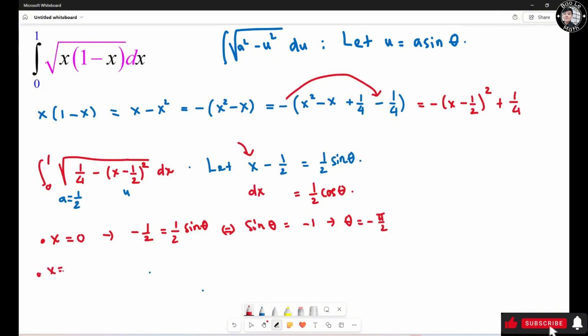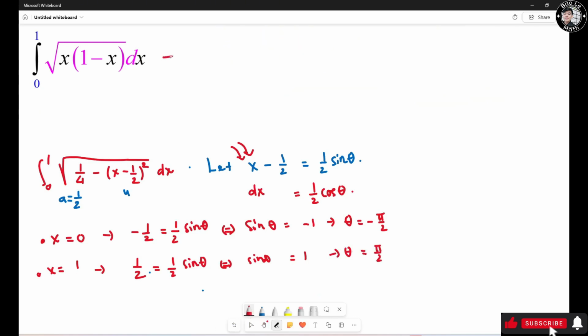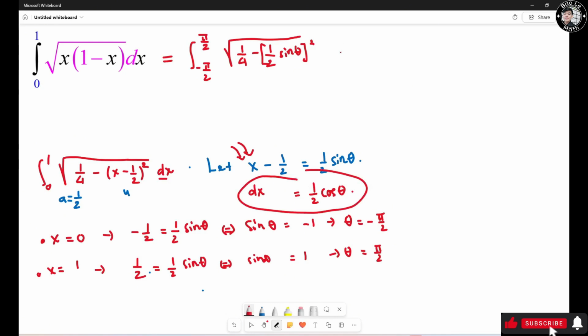Now when s equals 1, then you substitute 1 for s into this one, so it turns out to be 1/2 equals 1/2 sine theta, right? It's the same thing as sine theta equals 1, or theta equals pi over 2, right? This integral becomes the integral from negative pi over 2 to pi over 2 square root of 1 over 4 minus 1 over 2 sine theta all together square. Now ds becomes this guy right here, right? So it could be 1/2 cosine theta d theta.